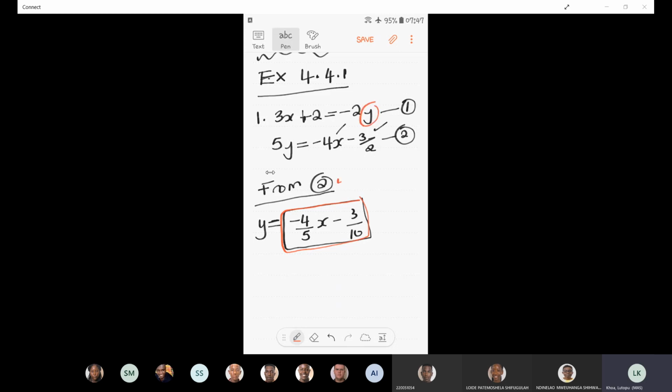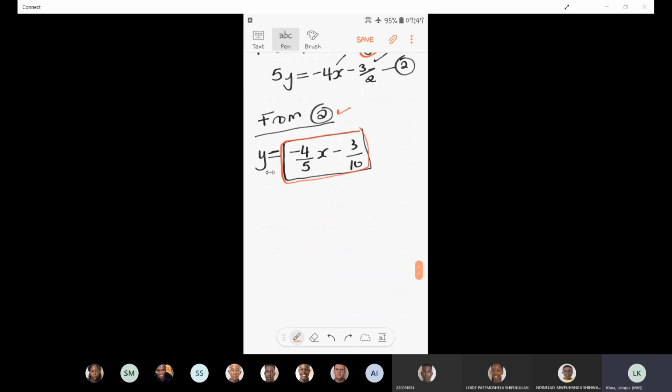So see here, I used equation 2. Then when I substitute, I must substitute into equation 1. Do not substitute it back into equation 2. You will get something like 0 is equal to 0, which doesn't make sense. Okay, well, not that it doesn't make sense, but you cannot do anything with that. Okay, so now we make the substitution.